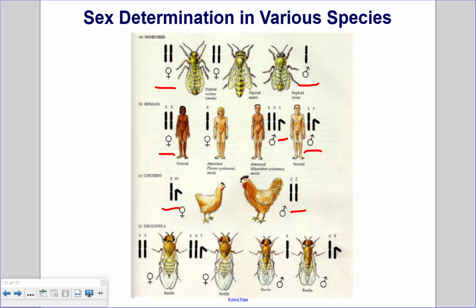For Drosophila flies, it's a little unique because the females are XX, the fertile females are XXY, versus that would be Klinefelter's male for humans, and a single X is sterile, and then a female is X and Y, which would normally be a male in humans.